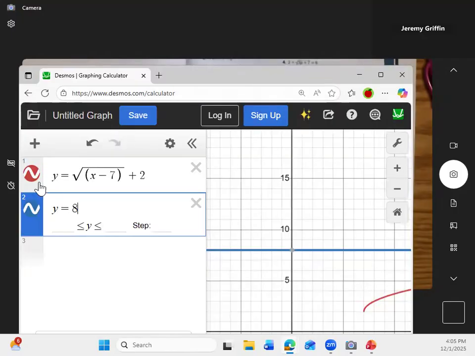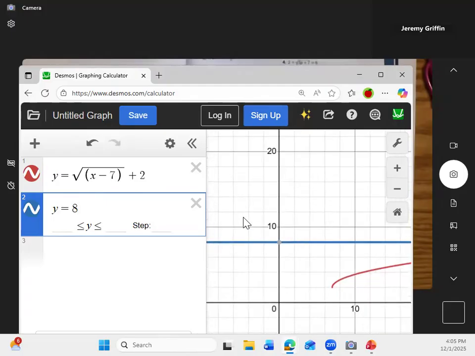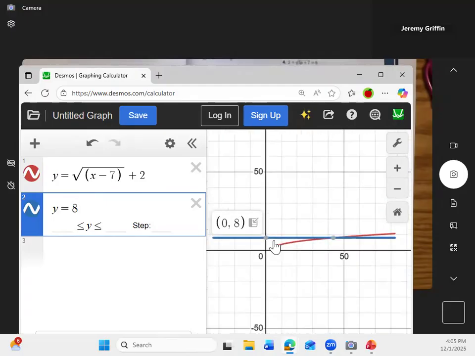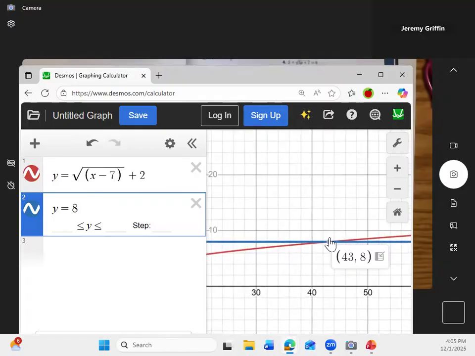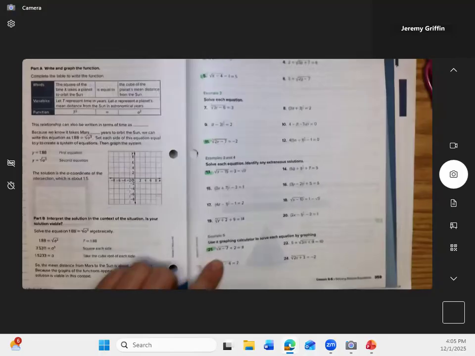I said y equals root of x minus 7, and then outside the root plus 2. And then the separate equation, y equals 8. So wherever these two cross should be the solution. And I haven't seen it yet, but I'm scrolling out so I can. Yeah, it looks like they cross right here, where x is 43. Hey, that's a whole number, 43. Okay, 43. Right.